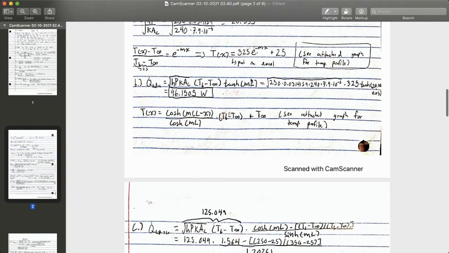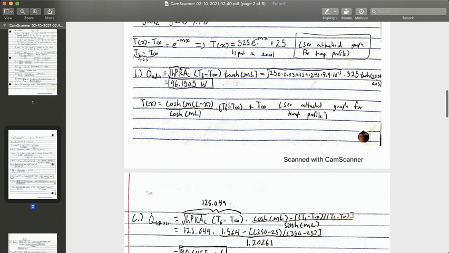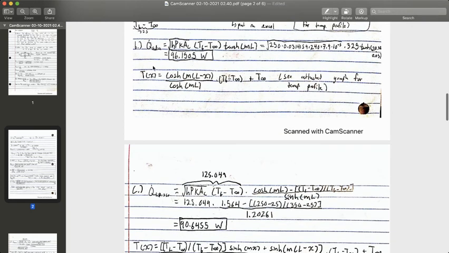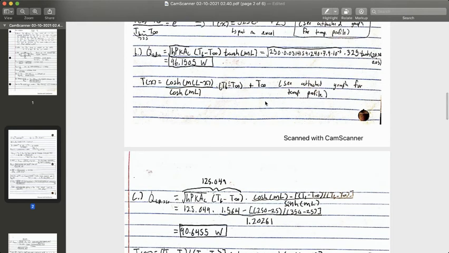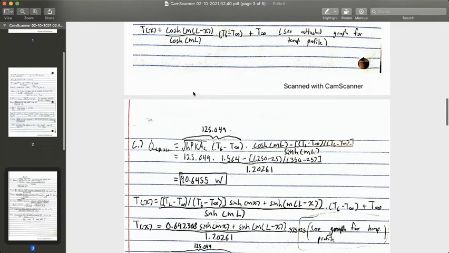So we have this equation for heat transfer from our notes. So we just adjust that, find the new heat transfer, adjust the temperature profile equation, and then we're going to put our temperature profile equation into Excel with increments of x to find the temperature profile. So that's what we did. We adjusted both equations and found our new values.